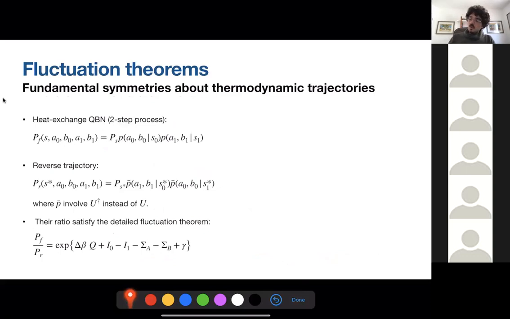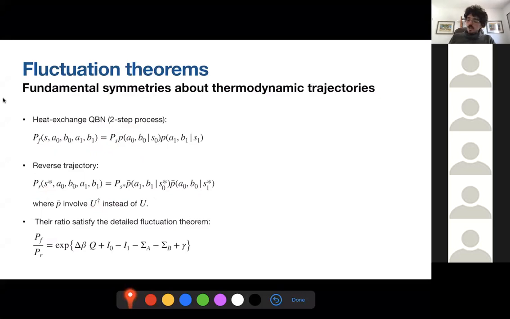Okay, so I now want to start with a first application of these ideas. So we're going to consider a generic two-step QBN like in the heat exchange. But here I'm also going to include the initial state S. So I don't sum over S. This is the same formula I wrote before, but there is no sum over S. And we're also going to construct a reverse trajectory where you start in another state S star. And then instead of going from zero to one, you go from one to zero with the time reversed unitary.